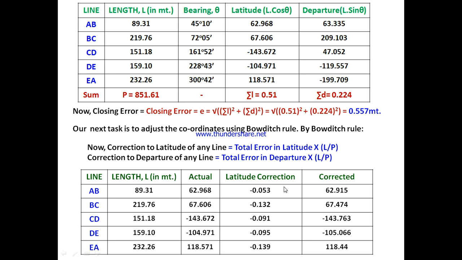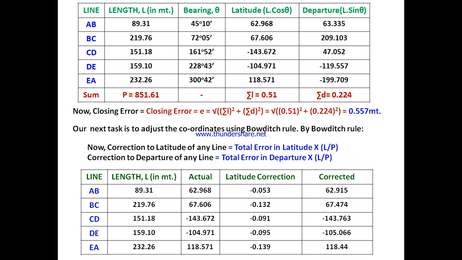Now what we have to calculate? We have to calculate the correction in the latitude, and for that we just need to put in the values. The total error in latitude is 0.51, into the length, which here is 62.968 for line AB, divided by the perimeter, which is 851.61, and the value is coming as 0.053. If you calculate it by yourself, you will get this value.